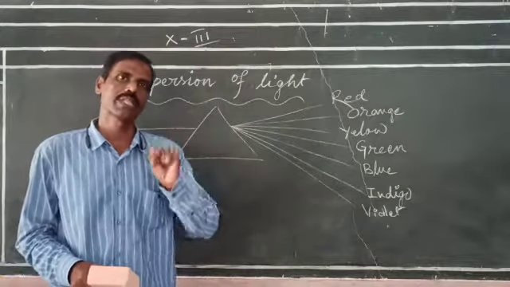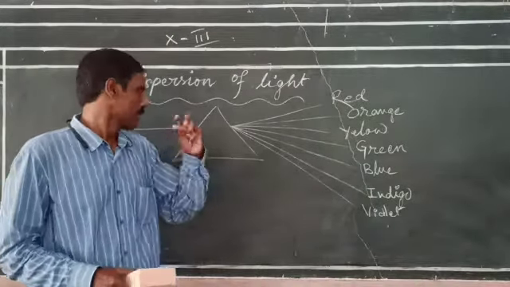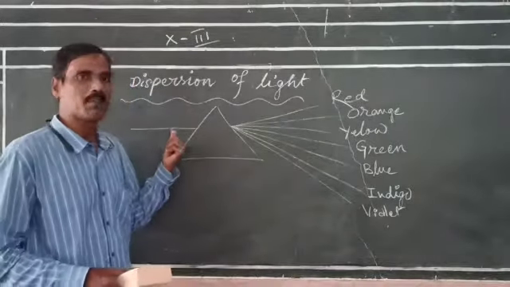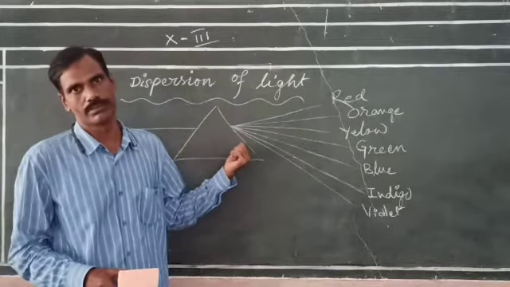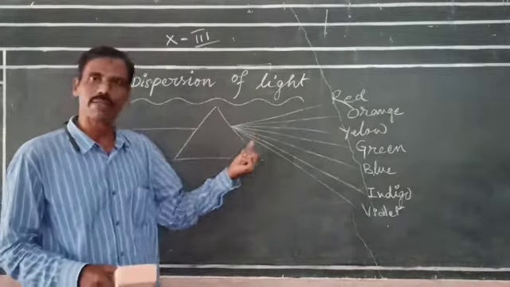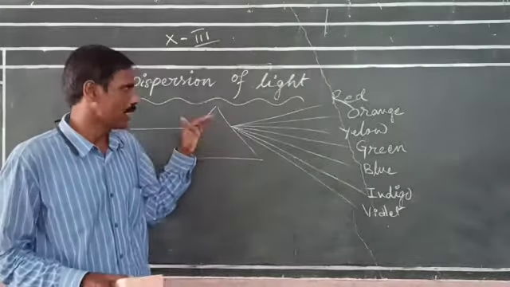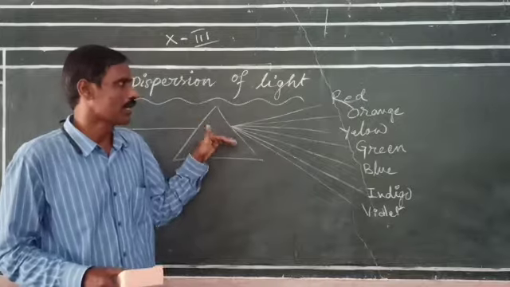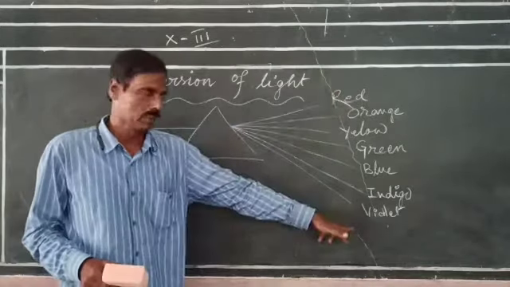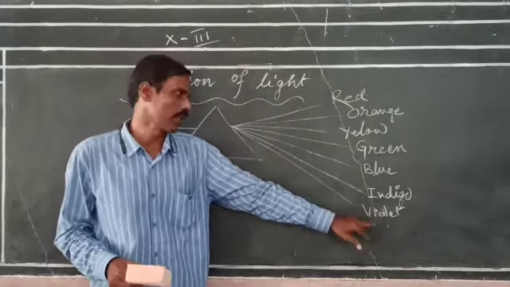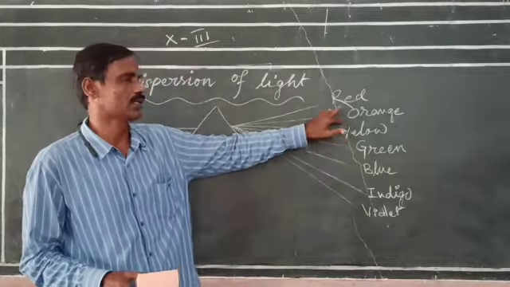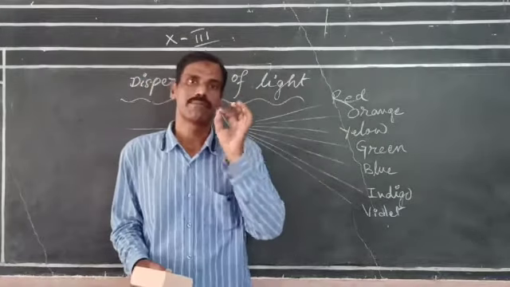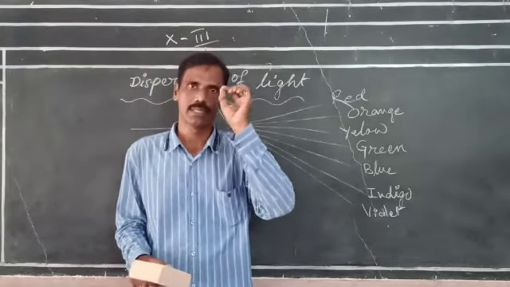Here the dispersion takes place because the white light is a combination of 7 colors. When white light is passing from vacuum to another medium, because of the different wavelengths, the different light bands deviate from their path and they form a rainbow. That is VIBGYOR, that is violet, indigo, blue, green, yellow, orange and red. Here this happens because of the different wavelengths of different colors.